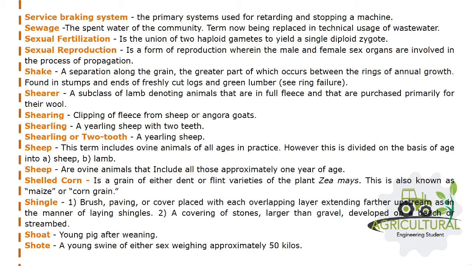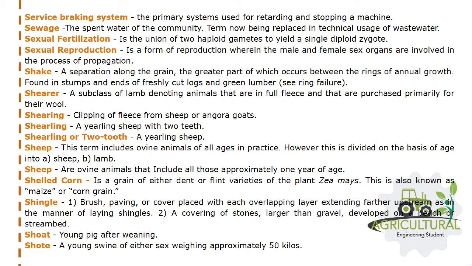Found in stumps and ends of freshly cut logs and green lumber, see ring failure. Shearer, a subclass of lamb denoting animals that are in full fleece and that are purchased primarily for their wool. Shearing, clipping of fleece from sheep or Angora goats. Shearling, a yearling sheep with 2 teeth. Shearling or two-tooth, a yearling sheep.